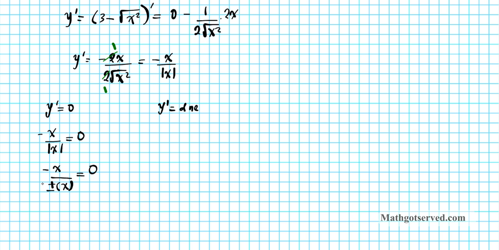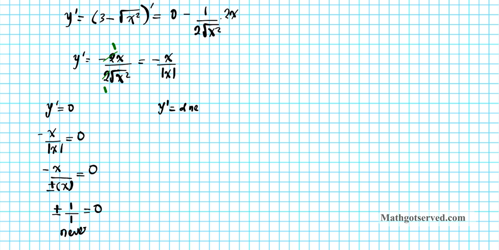If you divide plus or minus by plus or minus, you're going to end up with minus or plus, which is the same thing as plus or minus. So this becomes plus or minus 1 over 1 equals 0. So when is plus or minus 1 equal to 0? The answer is never.